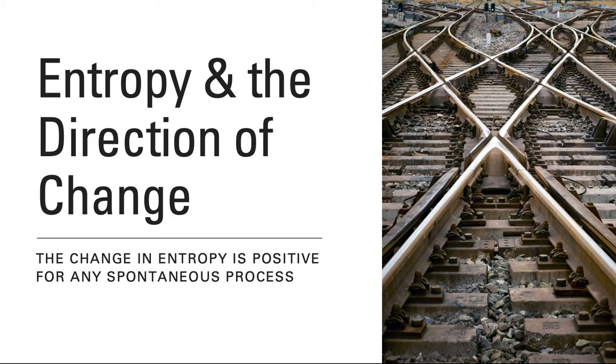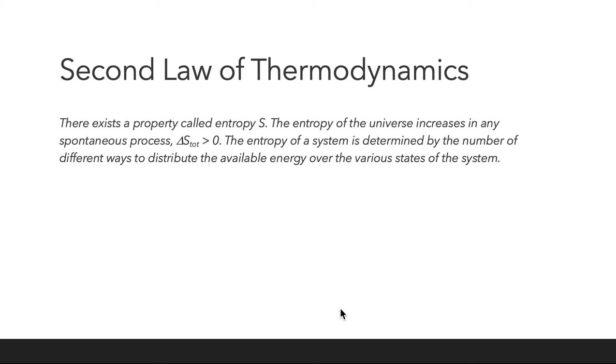Let's explore the second law of thermodynamics and show that entropy increases in a spontaneous process. The second law of thermodynamics states, there exists a property called entropy, S. The entropy of the universe increases in any spontaneous process. The entropy of a system is determined by the number of different ways to distribute the available energy over the various states of the system.